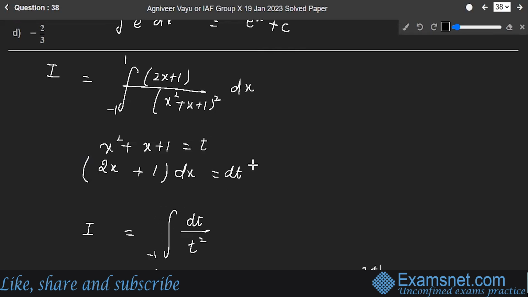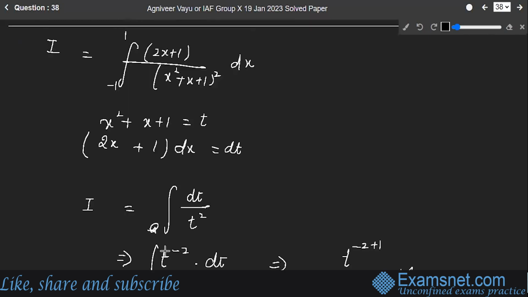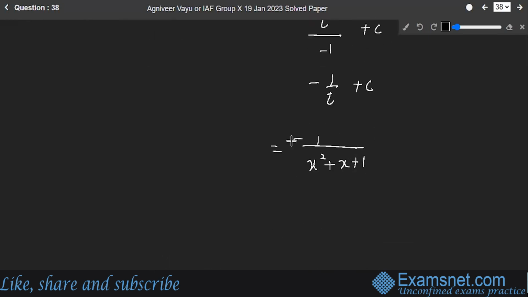See, when I'm changing this, the limits will also be changed. When I'm putting x is equal to 1, the limits will be... I don't need to write it over here. I'll just put the limits in this section. So this is -1 to 1. This will be equal to -1 upon 1 square plus 1 minus of -1.